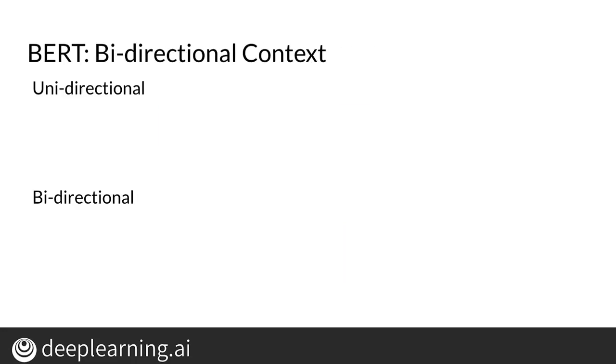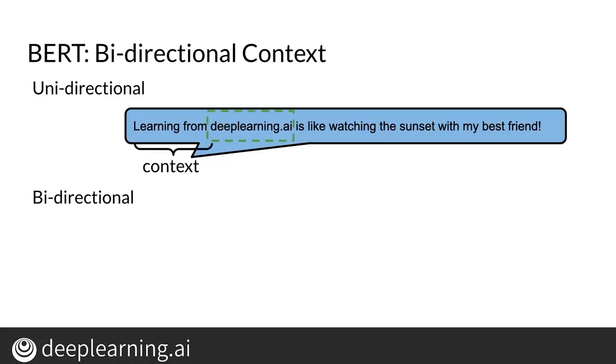So now we're going to look at BERT, which makes use of bidirectional context. So in this case, you have: learning from deep learning AI is like watching the sunset with my best friend.